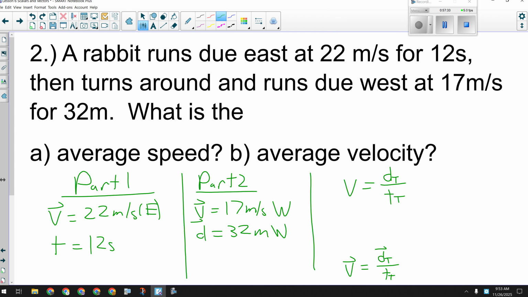For example, in part one, you need the displacement. You have the velocity and the time. In part two, you have the velocity and the displacement and need the time. Once you solve for those two things, you can do the last part, the total displacement and total time. I'll give you a few minutes to see if you can get past that little spot, and then we'll finish it up.